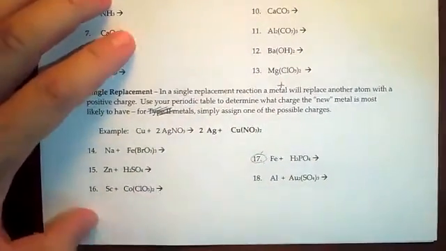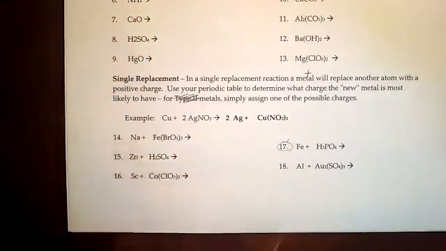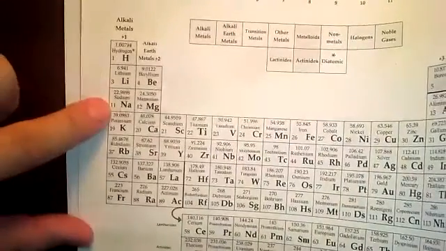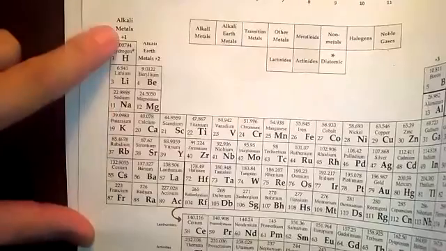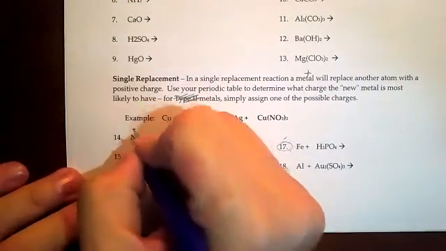So how about we do 14? So I have a metal. How do you know that's a metal? Well, because it's in the alkali metals column. Oh, it likes to be +1. How about we jot that down? Okay, yeah, that has to be +1.